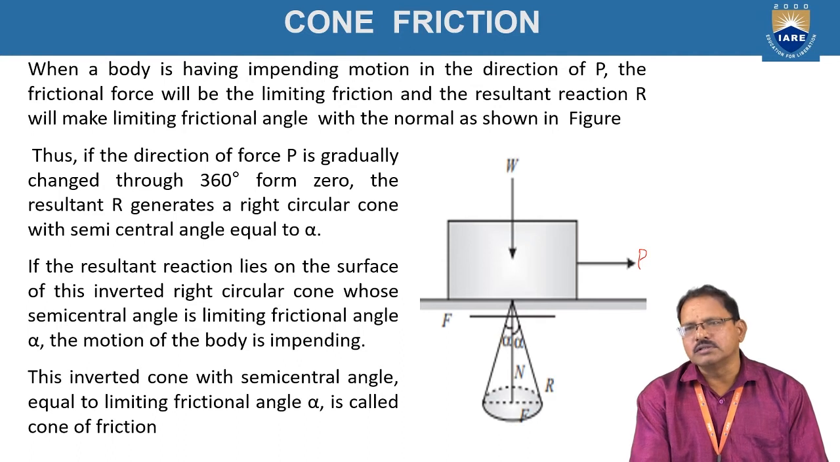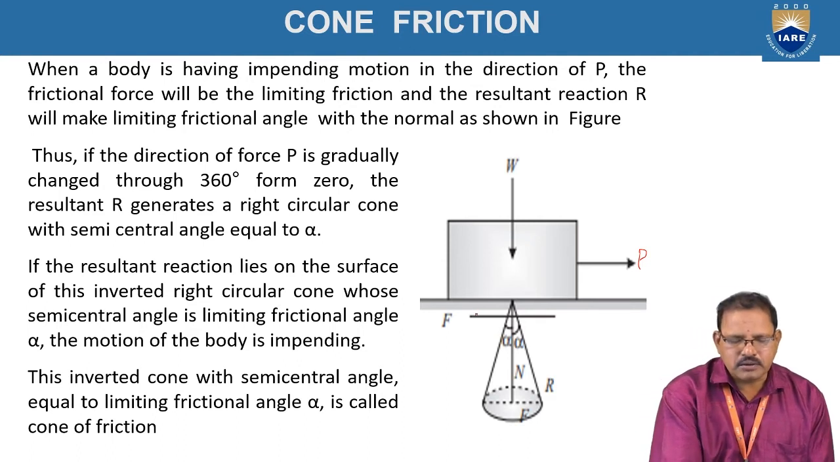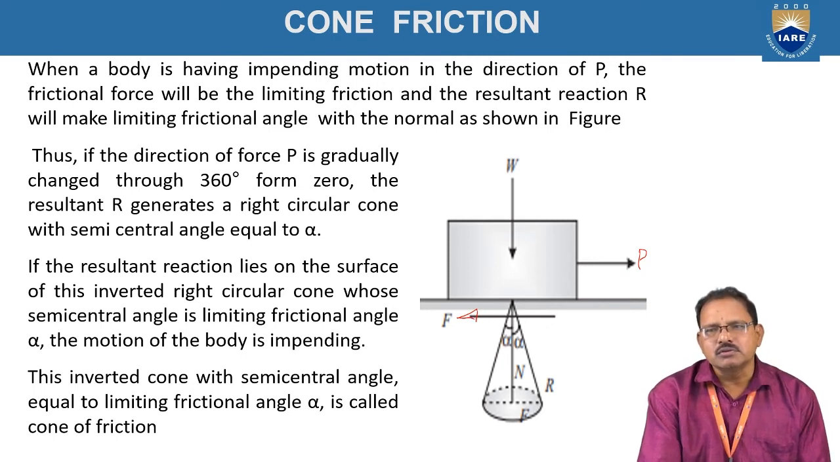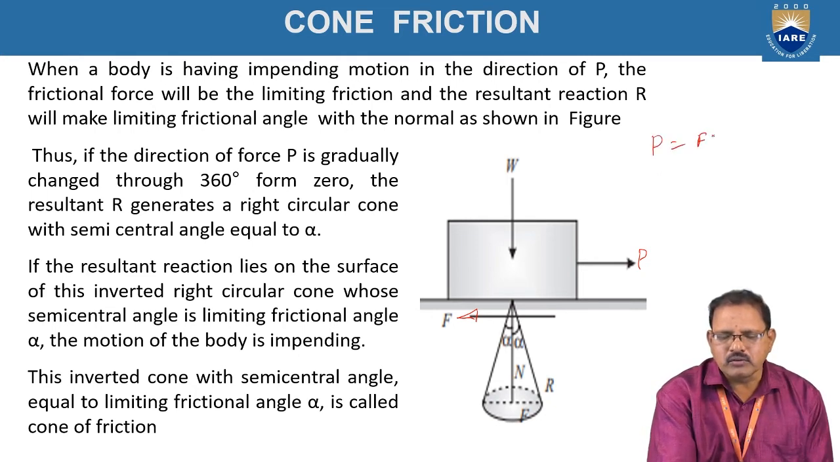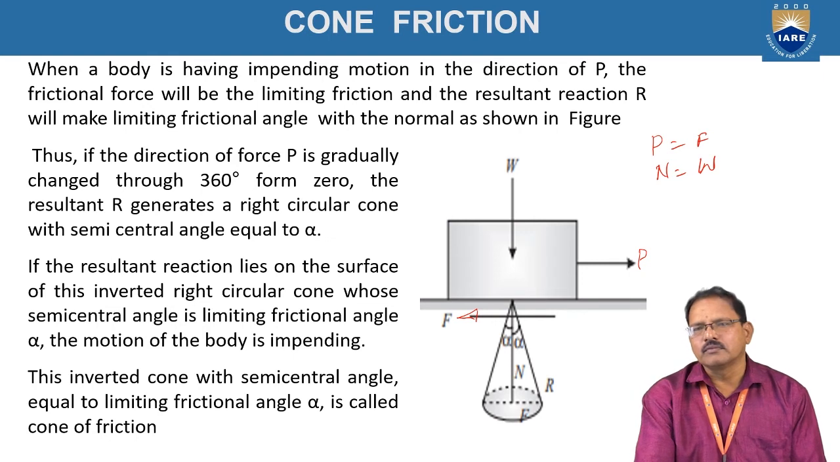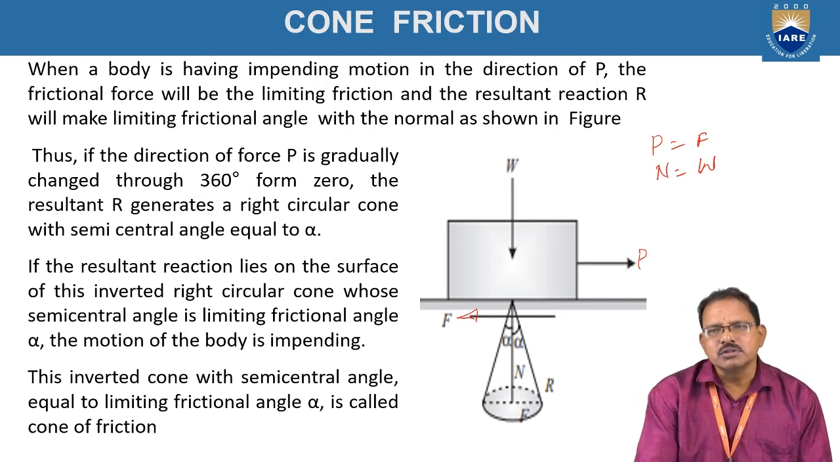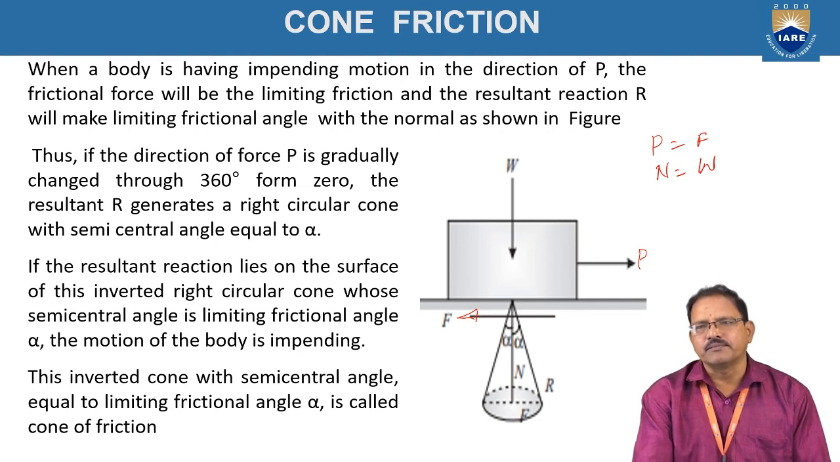So, on resolving the forces, W is acting in the downward direction. The friction force always acts in the direction opposite to that in which the body tends to move. N is the normal reaction. Hence, P is equal to F and N is equal to W, where F is called the limiting force of friction. That means the body tends to slide in the direction of the applied force.